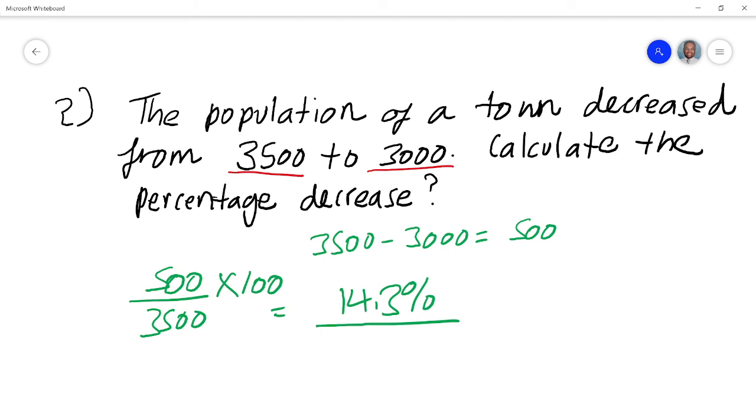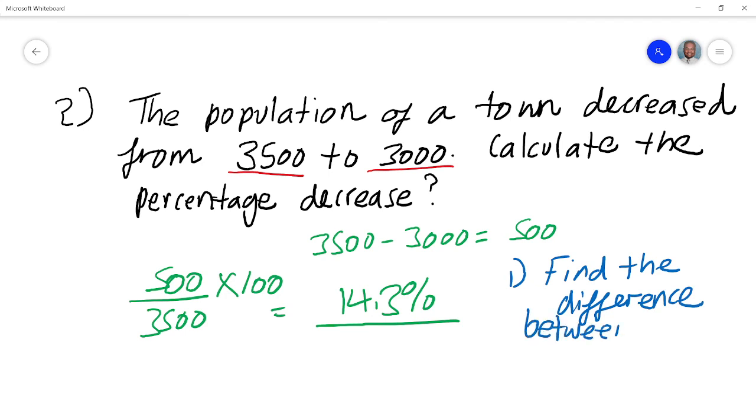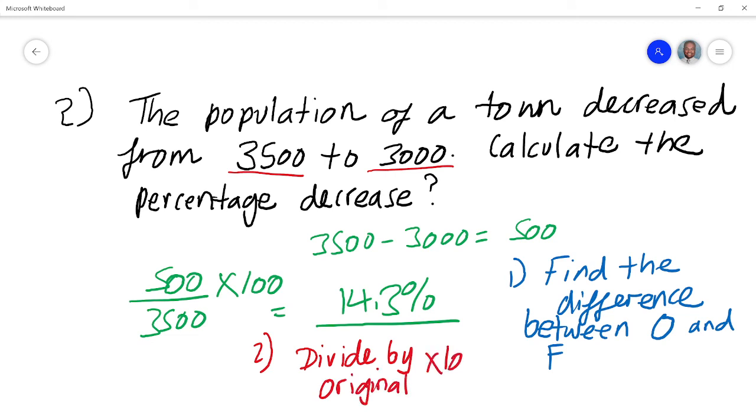What that tells you is the population decreased from 3,500 to 3,000, and that was a 14.3% decrease. So there are two things you need to understand in finding a percentage change, whether it's an increase or a decrease. First step, find the difference between the original and the final. And the second one is divide by the original and multiply it by 100.